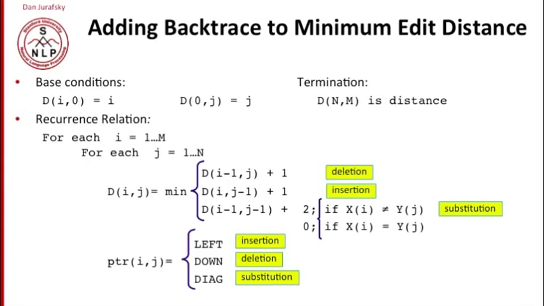Computing the backtrace is very simple. We take our same minimum edit distance algorithm that we've seen, and here I've labeled the cases for you. So when we're looking at a cell, we're either deleting, inserting, or substituting. And we simply add pointers. So in the case where we're inserting, we point left. In the case where we're deleting, we point down. In the case where we're substituting, we point diagonally. And I've shown you those arrows on the previous slide.